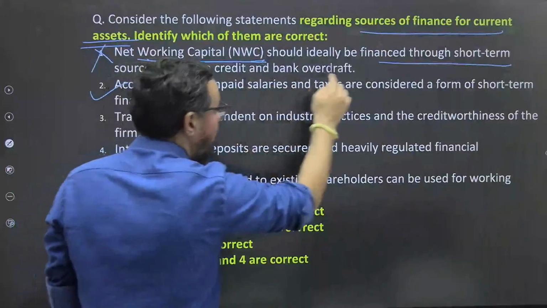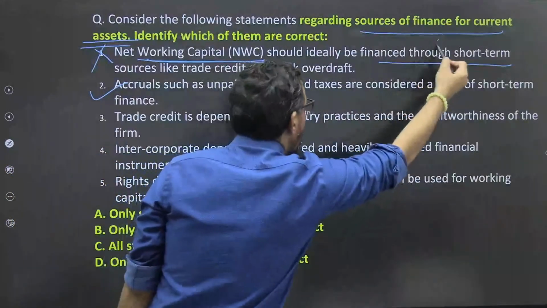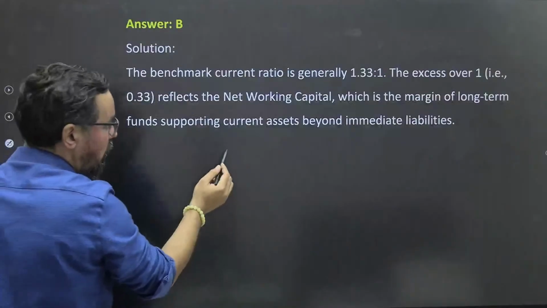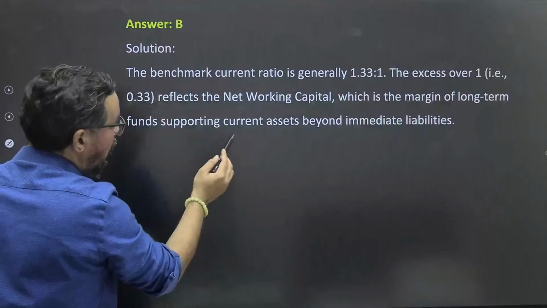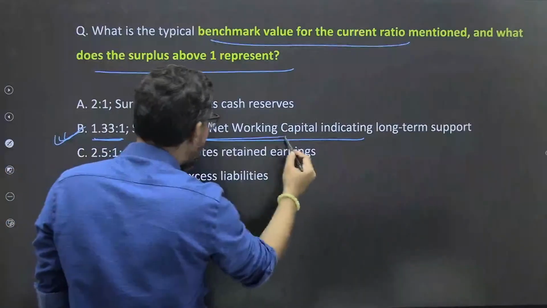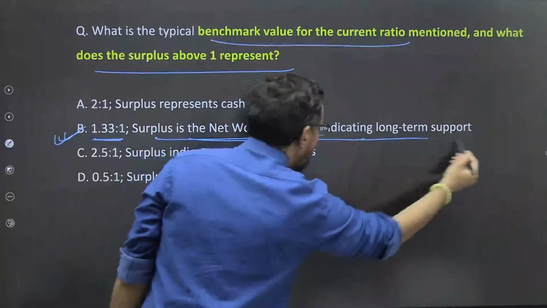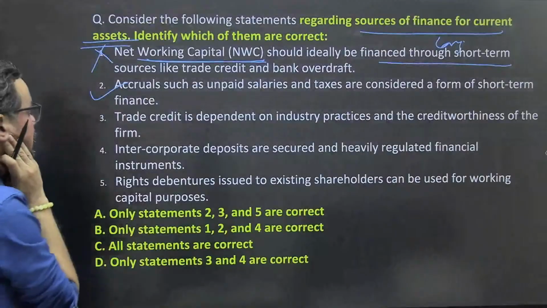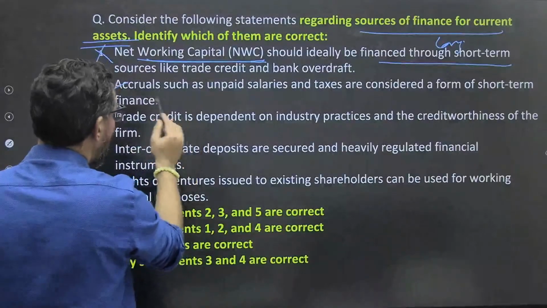Net working capital should be financed from the long term first of all. In the previous question itself we talked about this one. So surplus is net working capital indicating long-term support. First of all, the other one is true.